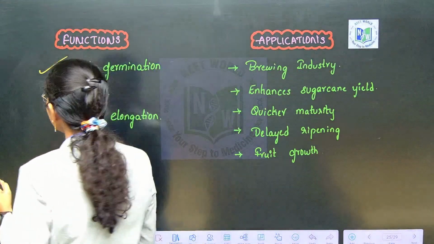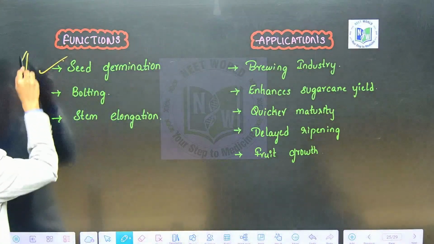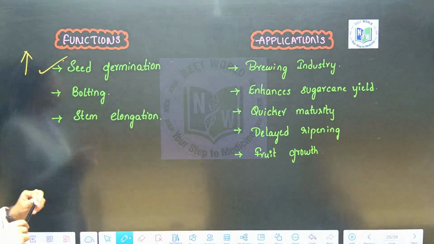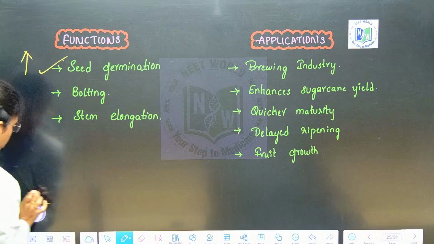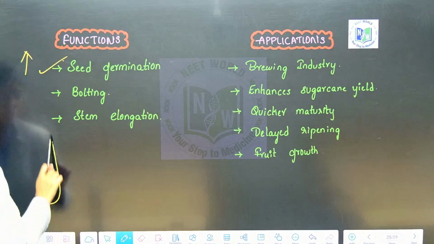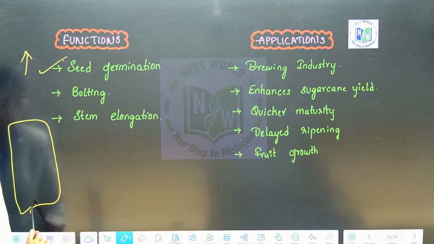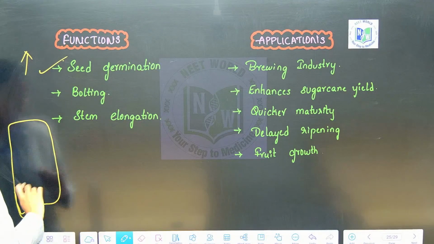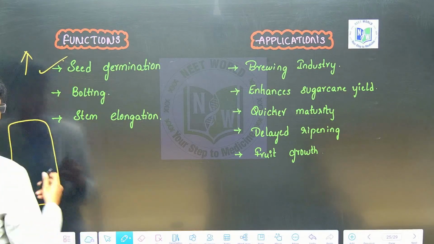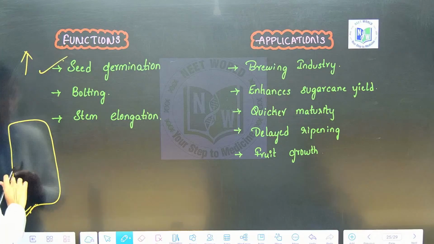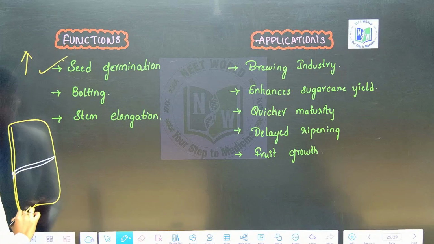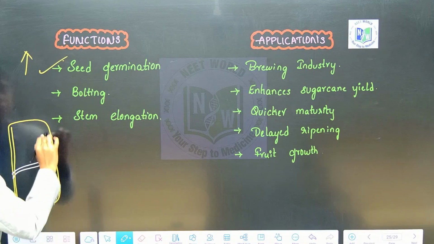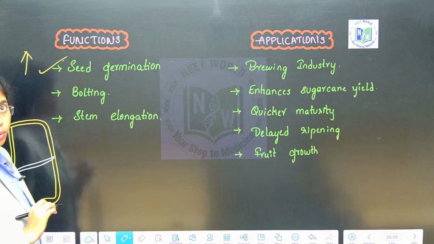Seed germination, gibberellins will promote the seed germination. How will gibberellins promote the seed germination? Let us take a monocot seed only. If you observe a maize seed, it has two types of endosperm, starchy endosperm and proteinaceous endosperm. Two endosperms will be present.